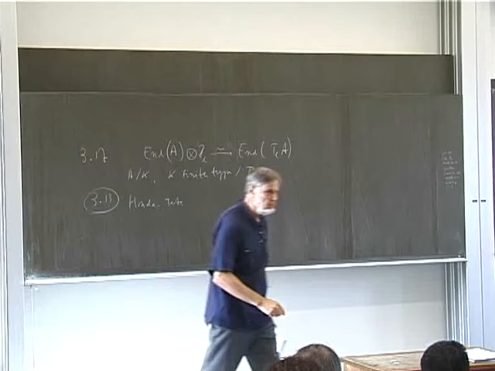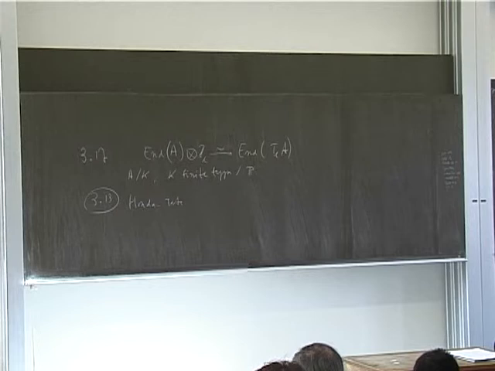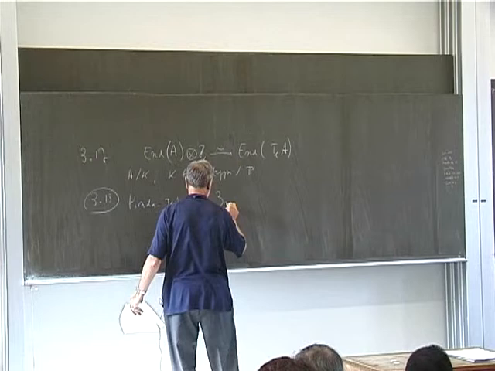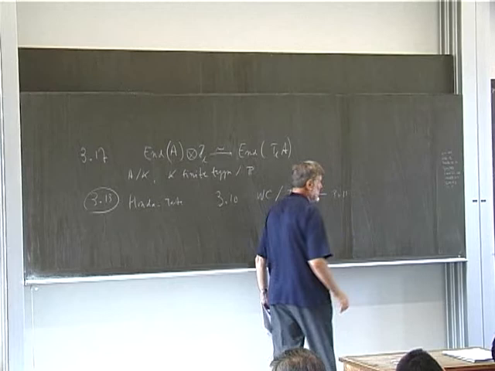So if you want to have a nice exercise, please prove the Weil conjecture for abelian varieties over a finite field. So 3.10 is the Weil conjecture over F_q, and there's an exercise which proves the Weil conjecture.